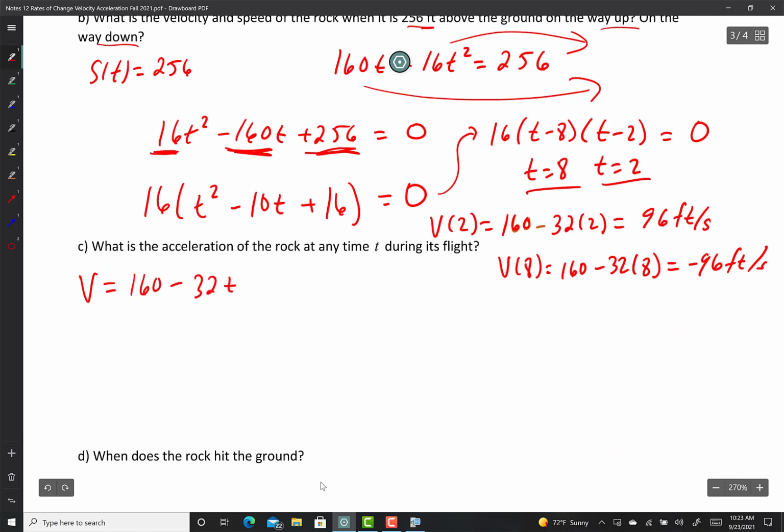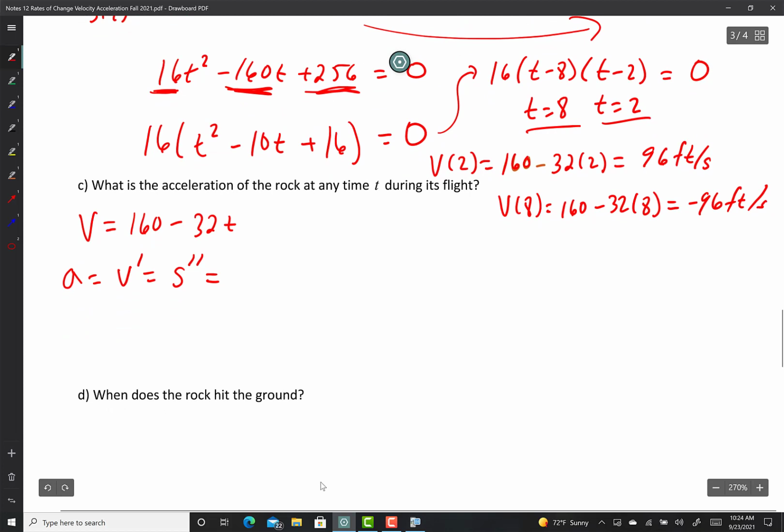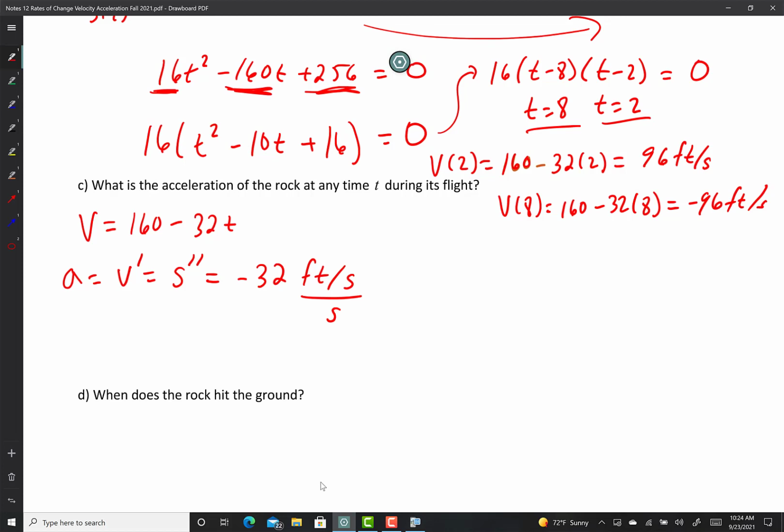And we're going to take a what? So I'm going to write A equals V prime, which equals the second derivative of position. I'm going to put them both there so we can know what we are doing. What's the derivative of negative 32t with respect to t? And I need units. Feet per second per second. You can say feet per second squared.